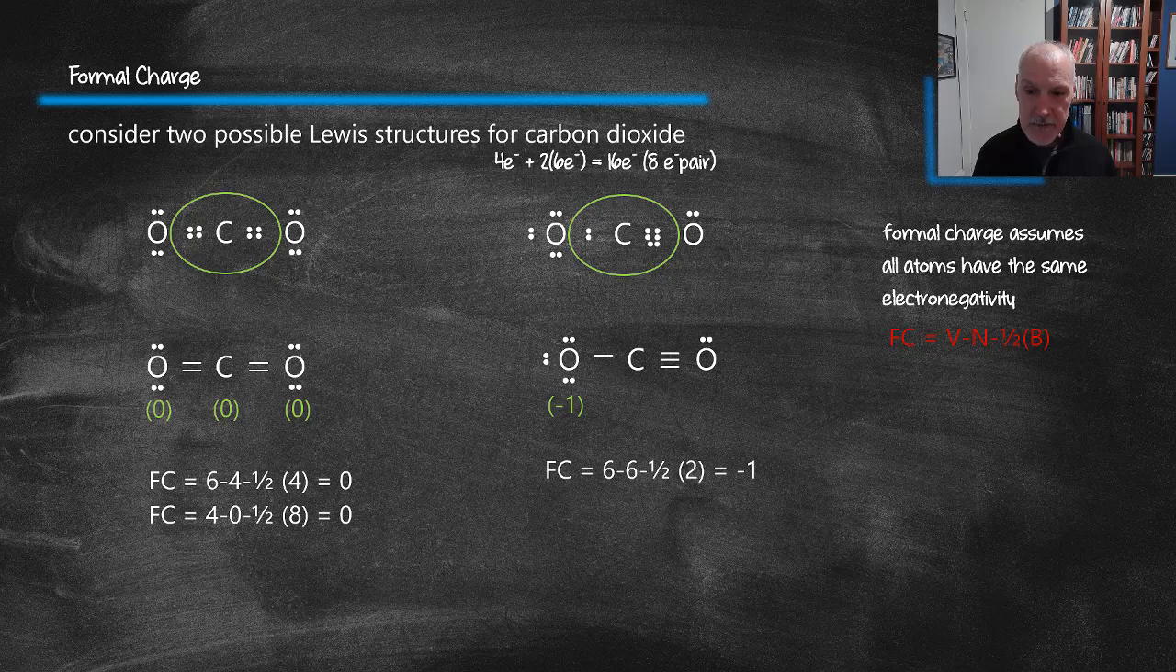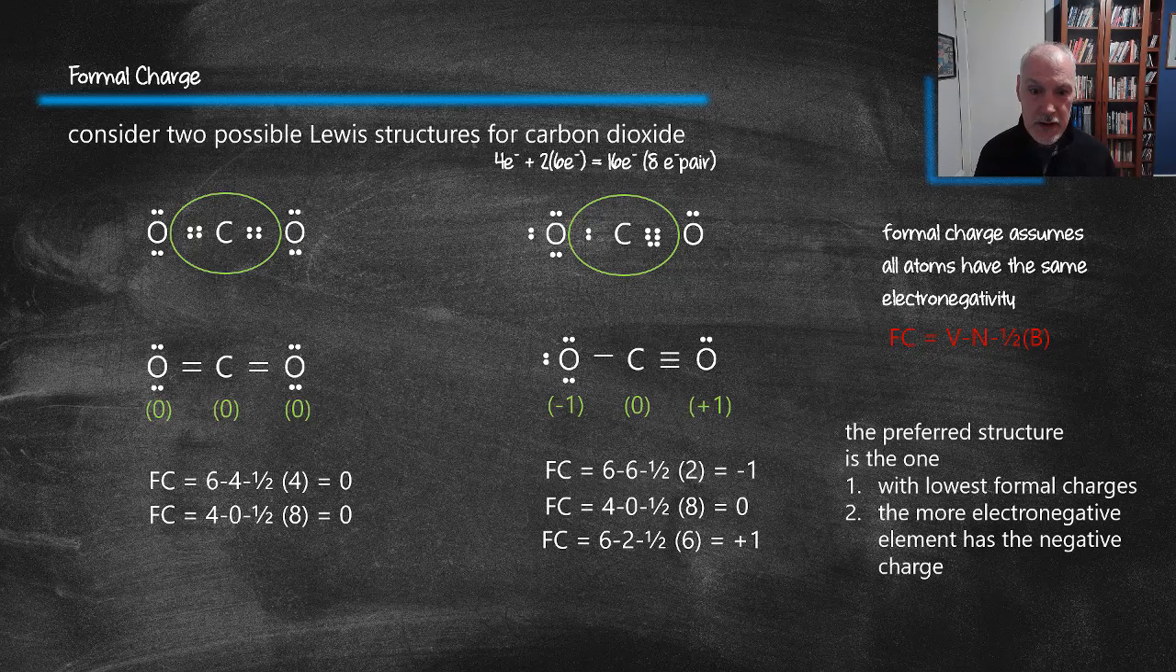In this particular model, my first oxygen, 6 valence electrons, minus 6 unbonded, minus 1/2 of the ones in the bonded pair, gives me -1. The central carbon is back to 0, and the oxygen on the right-hand end with 6 valence electrons, minus the 2, minus 1/2 of the 6 that are involved in the bond, gives me a +1 formal charge. The general rule is the preferred structure is the one with the lowest formal charges. Hence, we can see this model fits. I want to look at the second point in the preferred structure in my next diagram.